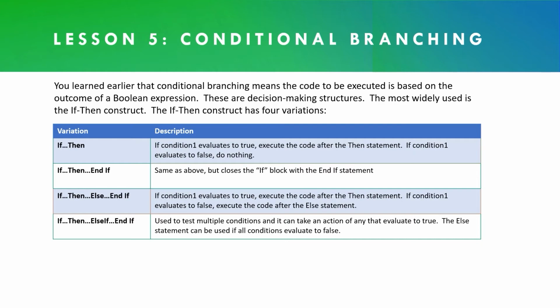So let's say if condition 1 is true, then it will execute the code after the then statement. Else if condition 2 is true, right? Or condition 3, condition 4, condition 5. So it has the ability to test multiple conditions and say what to do if any of them are true. There is another conditional branching structure which we'll talk about before we use, and that's the select case statement. But for right now, we're going to go ahead and use our if-then constructs.